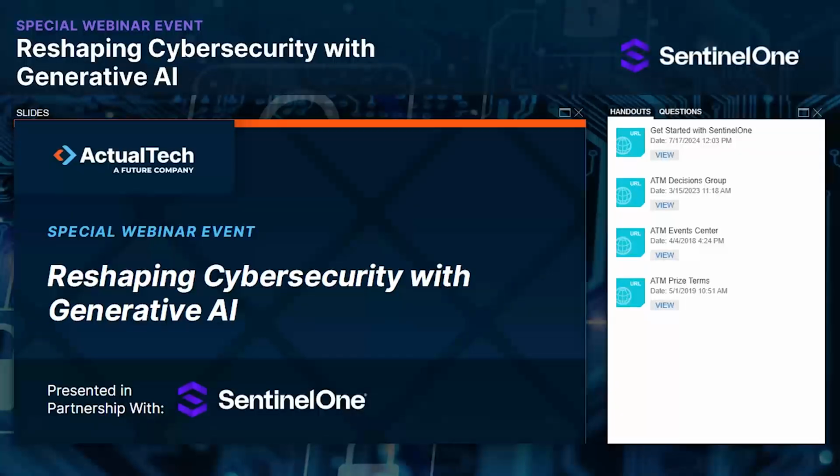Now, a word of warning here as we get started. I am terrible at saying the phrase generative AI. I don't know why exactly that is, but I struggle with it badly. So anyway, bear with me if that happens.